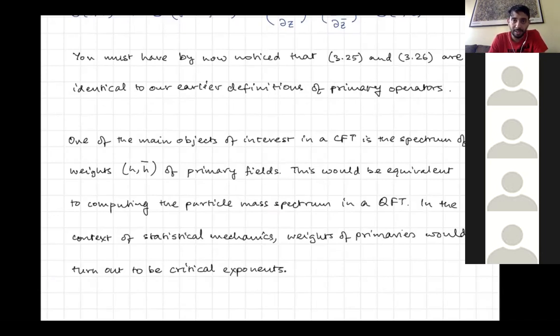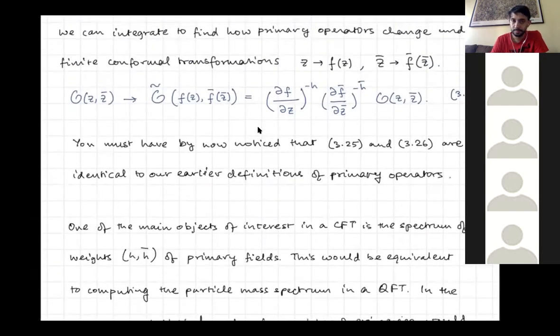Let me quickly pause to ask if you have some things to ask. Otherwise, I have a question. Yeah, please. Yeah, so the radius of convergence of an OPE between two operators is just up to the next nearest insertion, right? That's right.